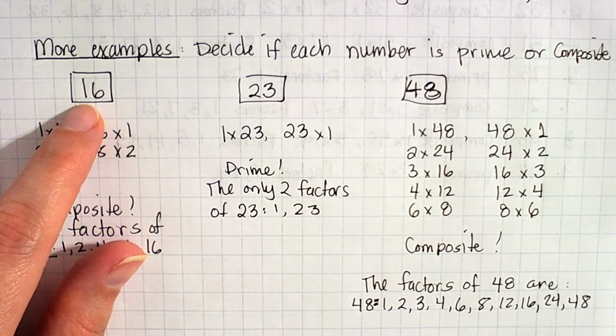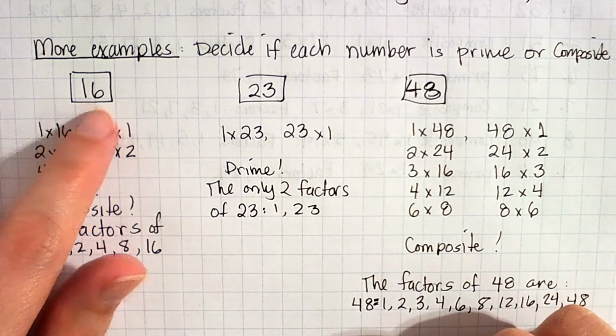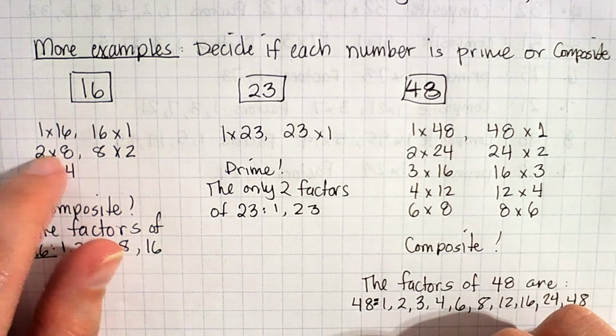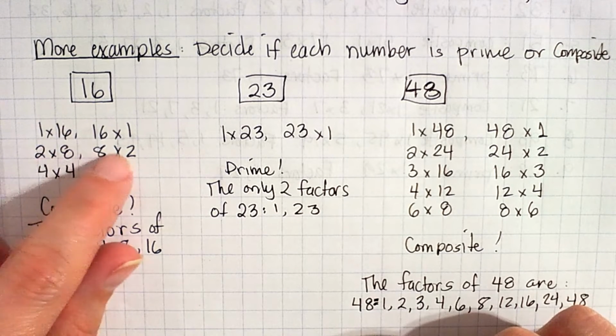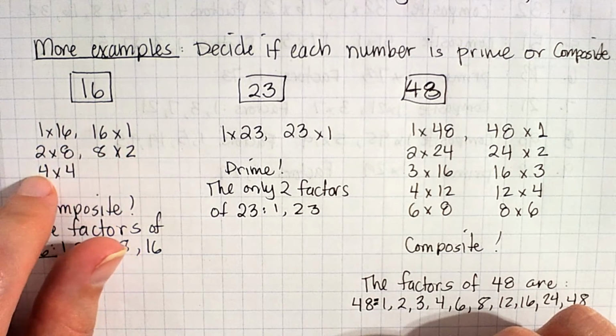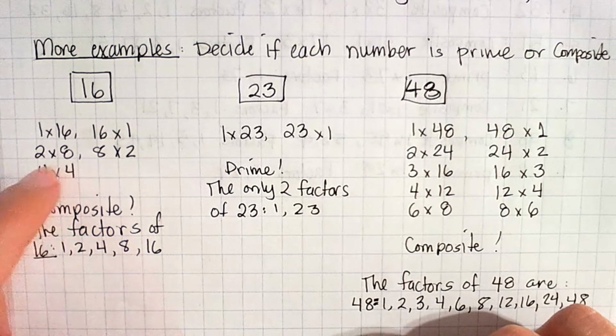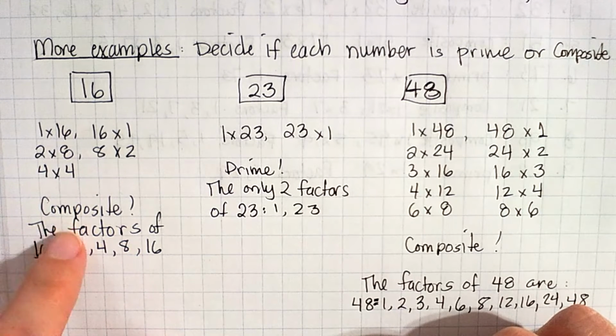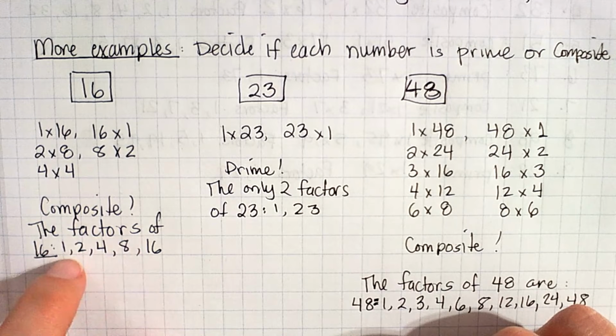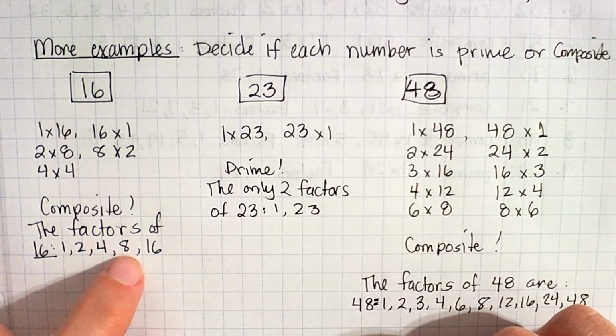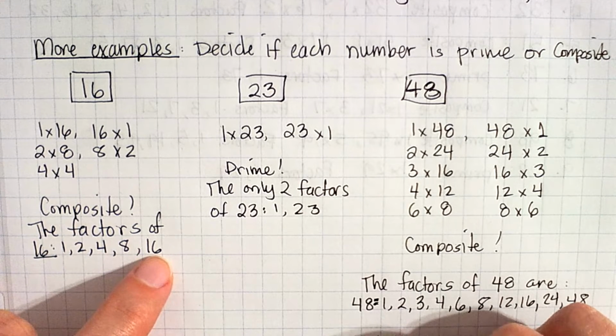Now we know that 16 can always be made by 1, so 1 and 16, but we also know that it's an even number, so we can make it using 2, 2 times 8 or 8 times 2. We can also make 16 doing 4 times 4. So 16 is composite. The factors of 16 are 1, 2, 4, 8, and 16.